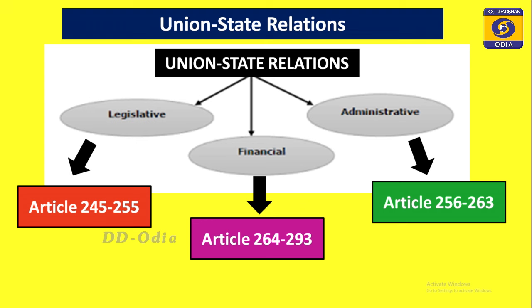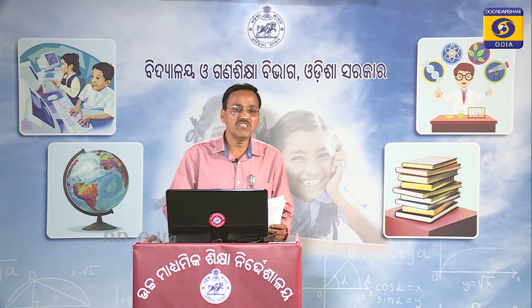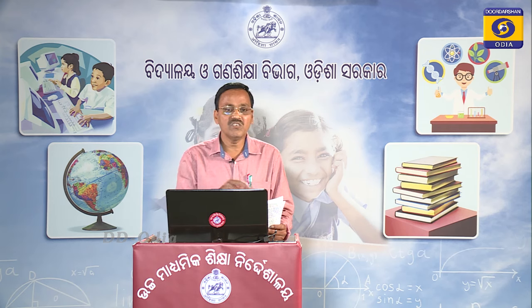In some books you will find center state relations, but center state relation is not the correct term. If you go through Our Constitution, written by Subhash Kashyap, the then Secretary General of Lok Sabha, you will find that he explains that we should use the concept of union state relations instead of center state relations, because union means the whole circle.